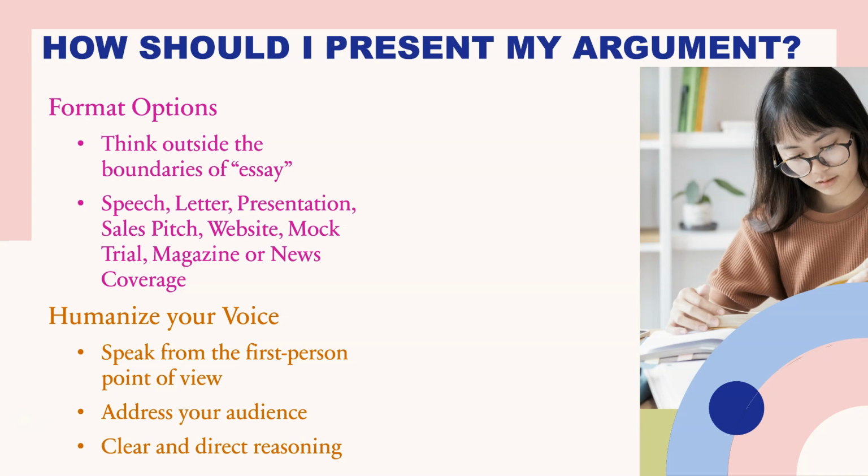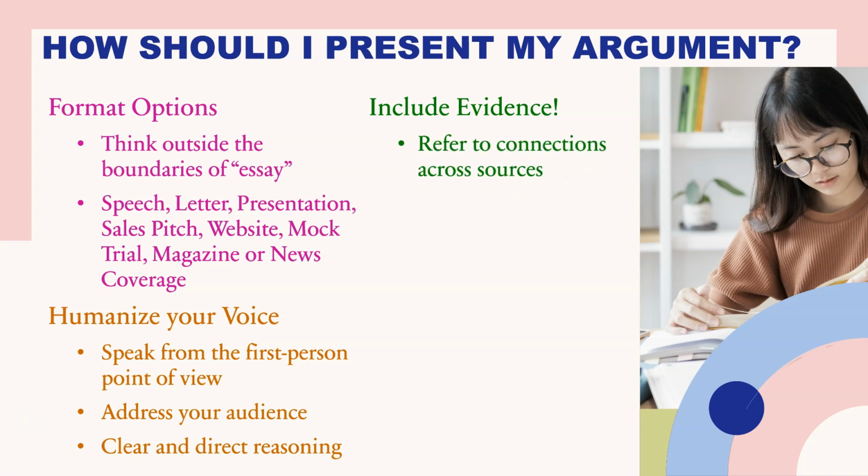And then also use clear and direct reasoning. So don't try to compose sentences that are wildly confusing or overly technical. Try to be clear, try to be direct. And of course, include evidence. You should always include evidence in a scholarly argument, in an argument of any kind.